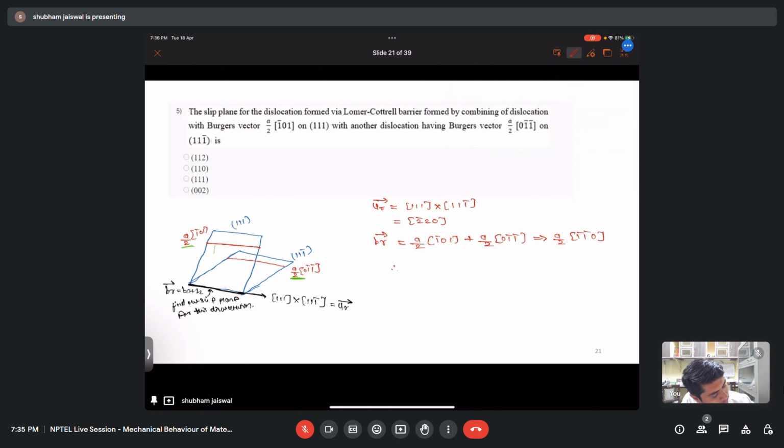So the slip plane is equal to the line vector cross the Burgers vector. If we put in the values, we'll get somewhere around 0 0 2 bar, or 0 0 2. So the only option matching our answer is the last one. So this is the correct answer. This is about finding the slip plane in the case of the Lomer-Cottrell barrier.